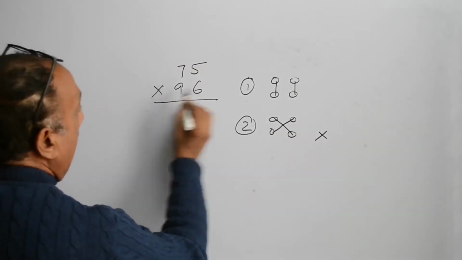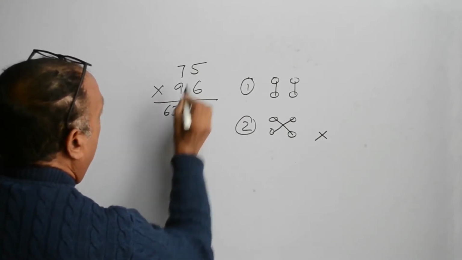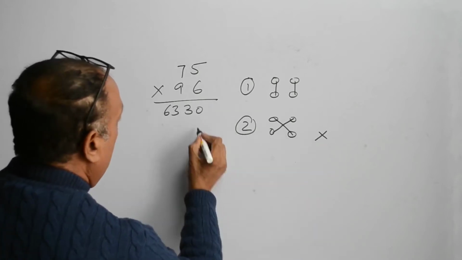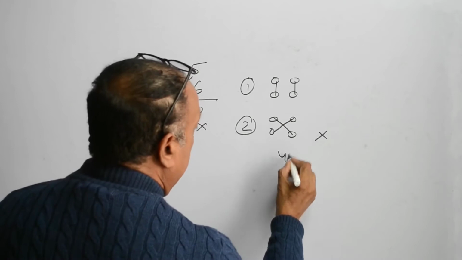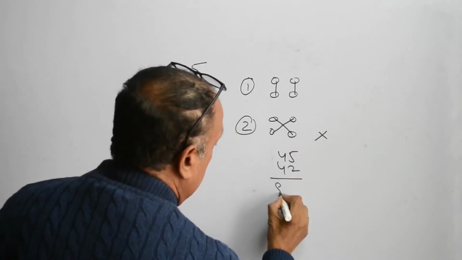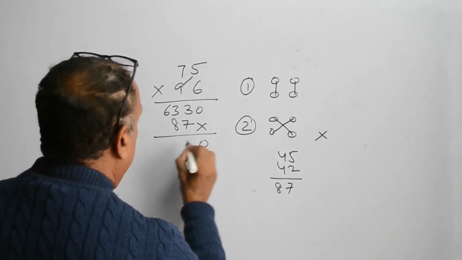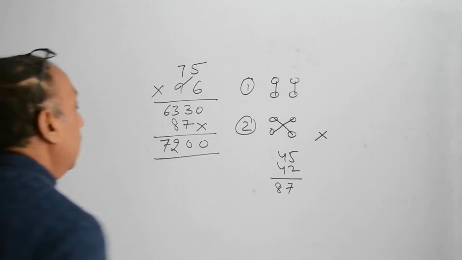So the first step is 7 multiplied by 9, it is 63. 5 multiplied by 6, it is 30. Now put 1 cross. In the second step, 9 multiplied by 5, 7 multiplied by 6, total is 87. So put 87 over here, add it up, and the answer is 7,200.